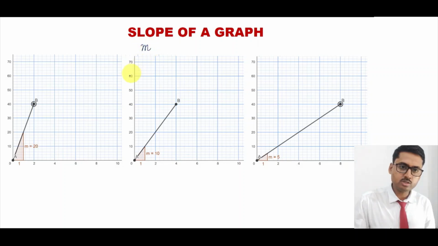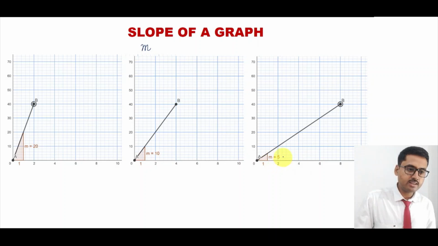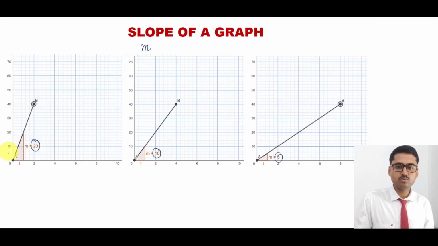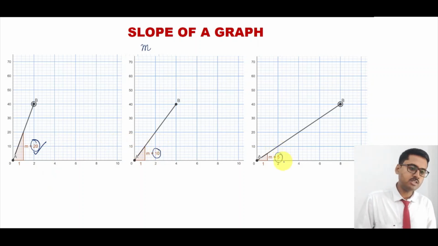And in mathematics, when you study in higher classes, you'll find that the slope is represented by a letter small m. So for the third graph, slope is given over here as 5. For the second graph, slope is 10, which is more than the first one. And for the third graph, the slope is 20, which is the highest over here. So you can see very easily, if the slant of the graph is more, the value of the slope is more. And here it is 10, which is less than 20, and this is 5.